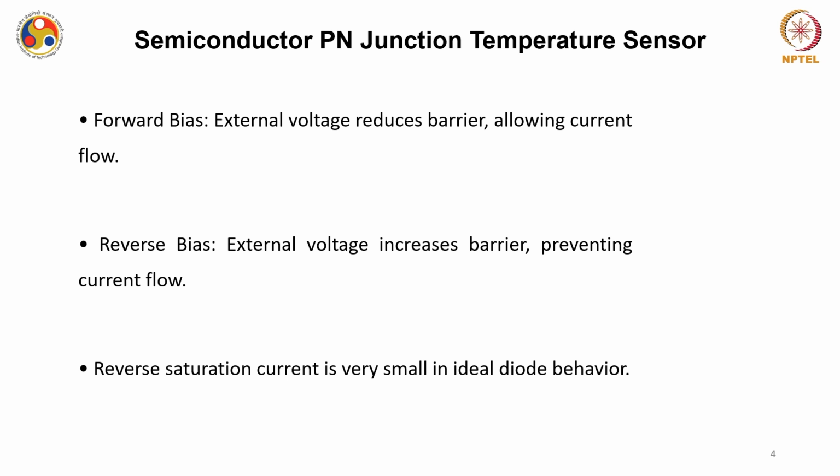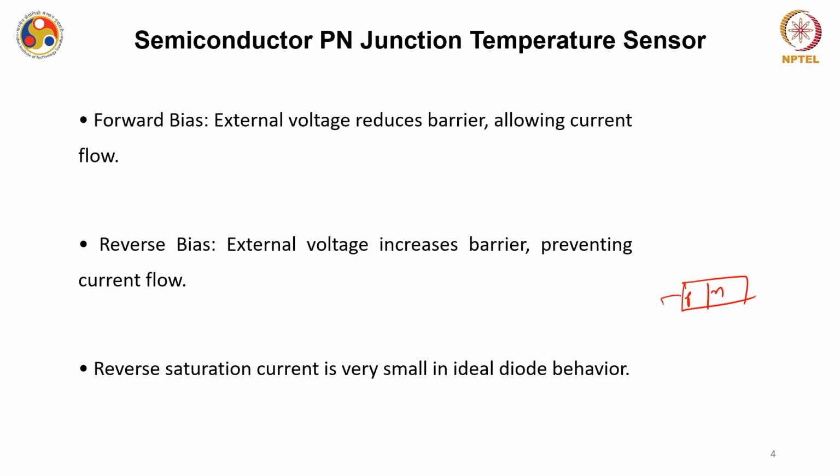Now this PN junction, you might have read about diodes. We are not going to discuss that in detail because this course is not actually about diodes or any semiconductor devices, but what we are trying to do is utilize this junction for temperature measurement. In the forward bias condition, the p-type is connected to the positive terminal while the n side is connected to the negative terminal of a battery.